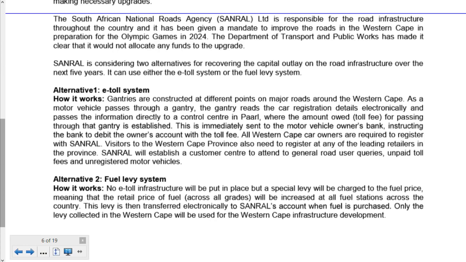Alternative 2, no e-tolls, but a special levy added to the fuel price. The levy is then transferred to SANRAL. So this was just the story. Sorry, I should have read this first.